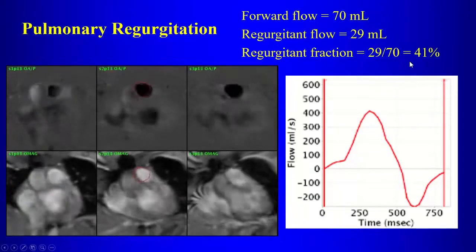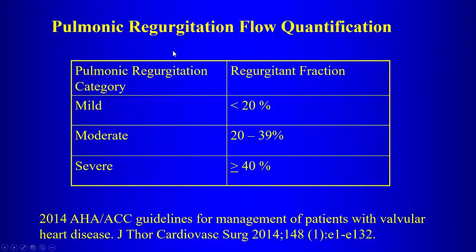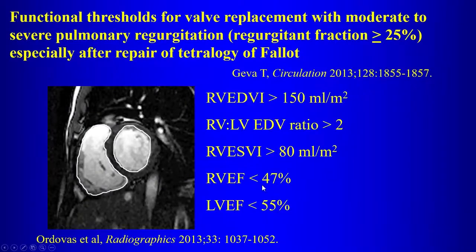So we can graph this. Here's our forward flow through the cardiac cycle. Here's our reverse flow. So the flow below the baseline is the regurgitant flow. In this case, the forward flow measured 70 milliliters, the regurgitant flow 29 milliliters, so the regurgitant fraction here was about 41%. And again, with pulmonic regurgitation, there are various categories, and based on your MR data, you can classify the patient into any of those categories of mild, moderate, or severe.